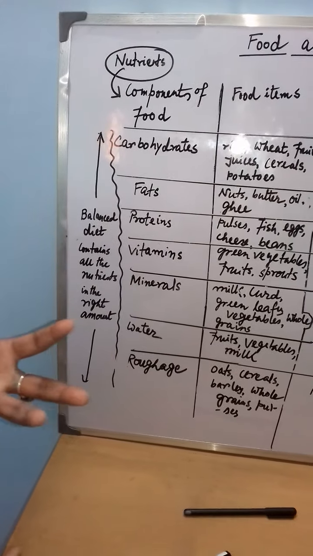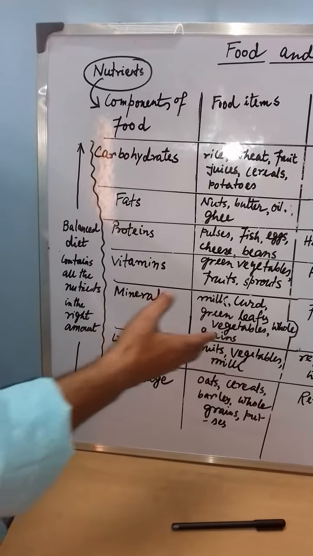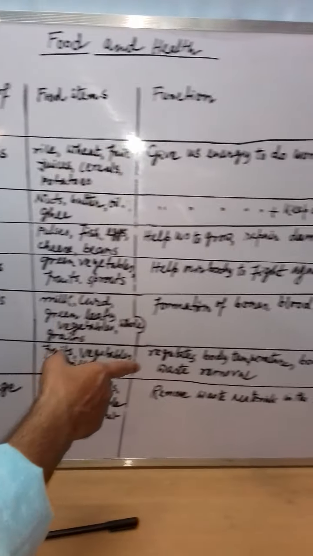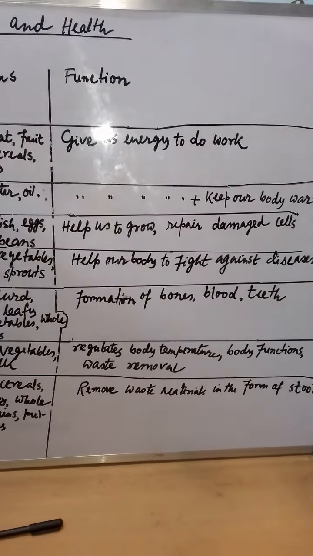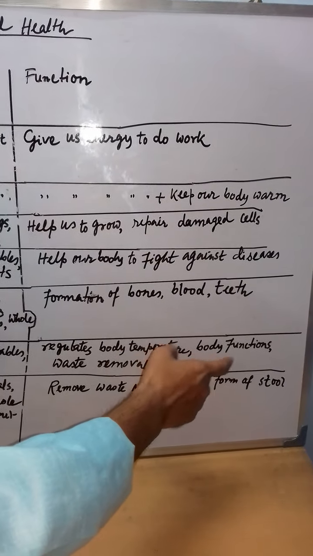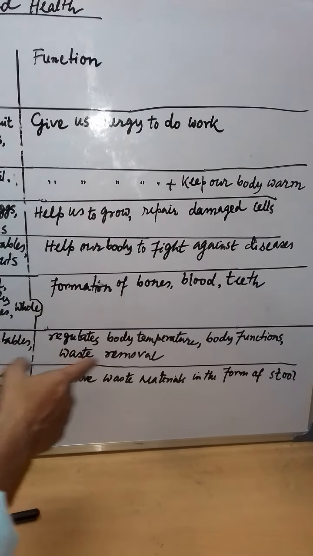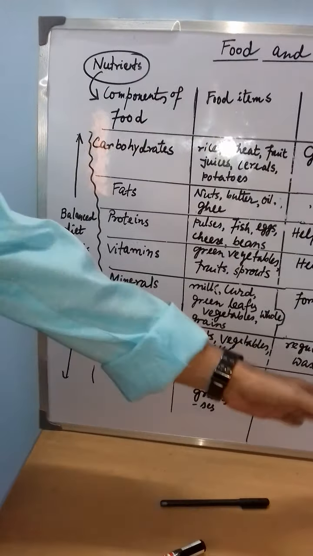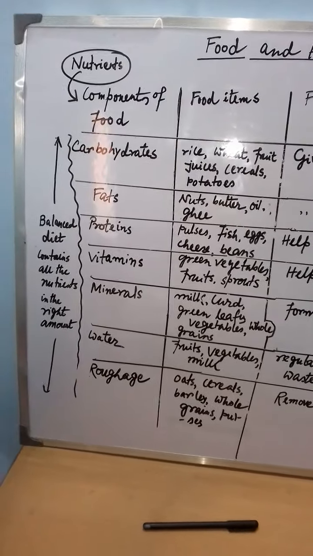Next is water. You can find water in fruit, vegetables, leafy vegetables, milk. Water is contained within this kind of food items. And what is the function of water? It regulates our body temperature. Now it is the summer season, so you need to drink plenty of water. It regulates our body functions and our metabolism, and it helps in waste removal in the form of urine and stool. So water is an important nutrient or component of the food.